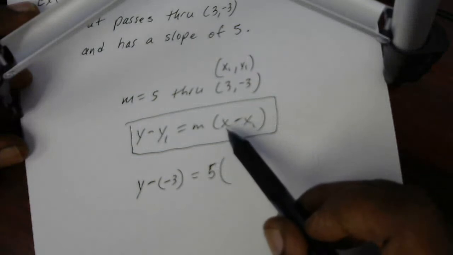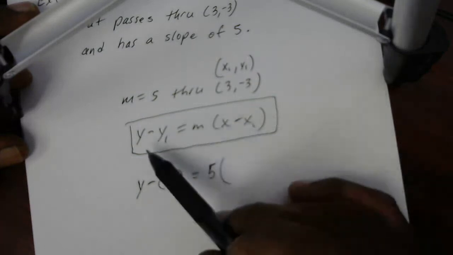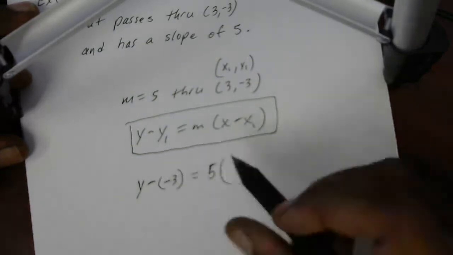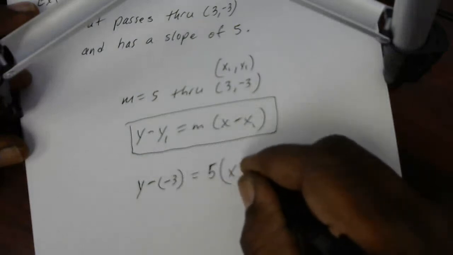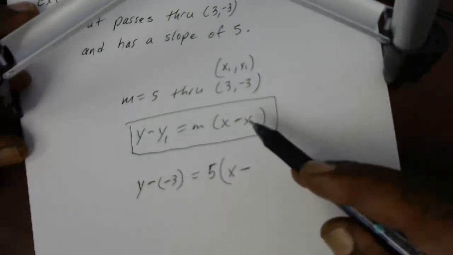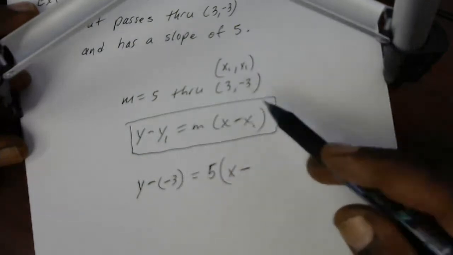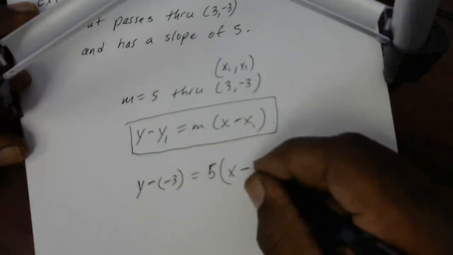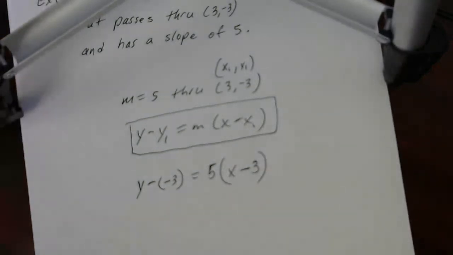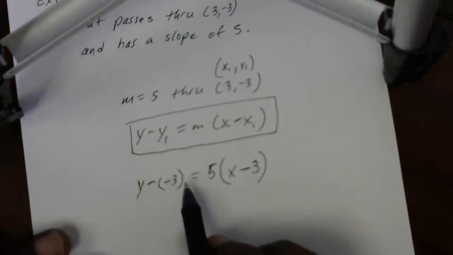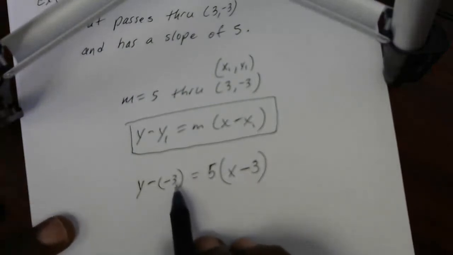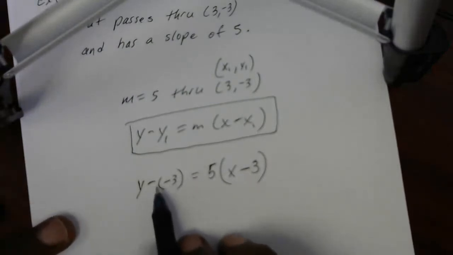Times the quantity x. And remember, we never know x, right? X and y are our variables. Minus, because that's a part of our formula. And x sub 1 is 3. All right, so now I am going to change my signs.